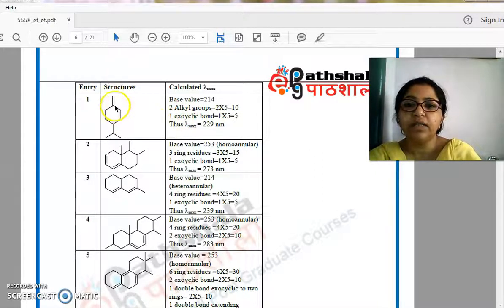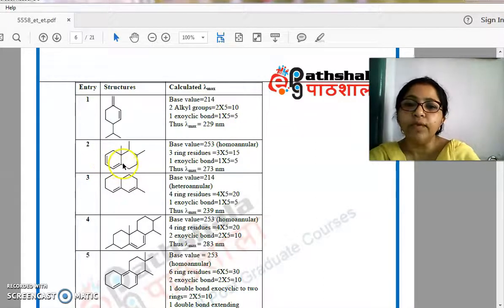Now here is another thing you have to know: this is the ring and this is the double bond which you are calculating as an exocyclic double bond. An exocyclic double bond has an increment of 5. Rest we don't have anything else, so we have 214 plus 10 is 224, plus 5 is 229 nanometer. Let us go to the next example.